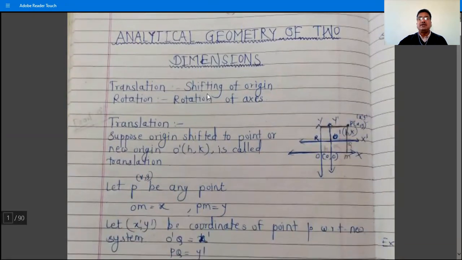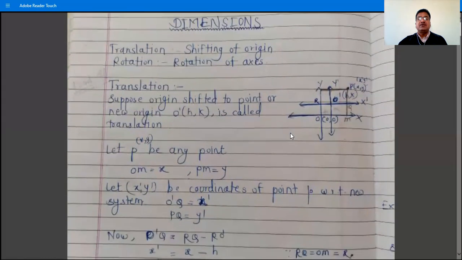of translation. So shifting of origin, that is, if we shift the origin from one place to another place, the original origin is 0, 0, and if we shift it without rotating the axis, it's called translation. And rotation means rotation of axis. If we rotate the axis without changing the origin, then it's called rotation. So there are two words: translation means shifting of origin, and rotation means rotation of axis.